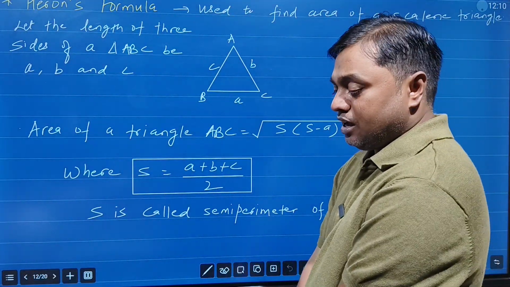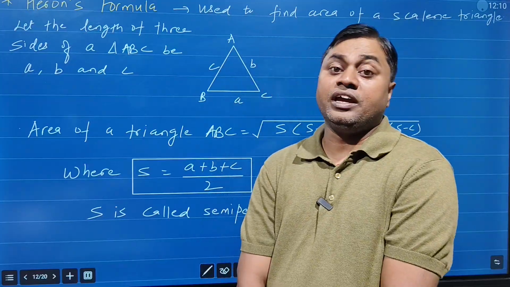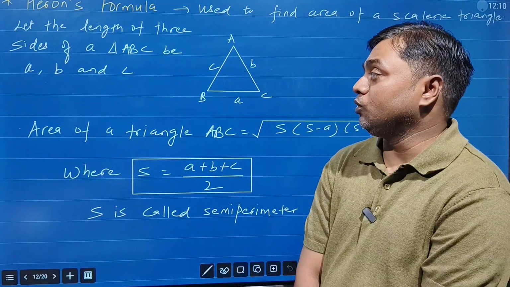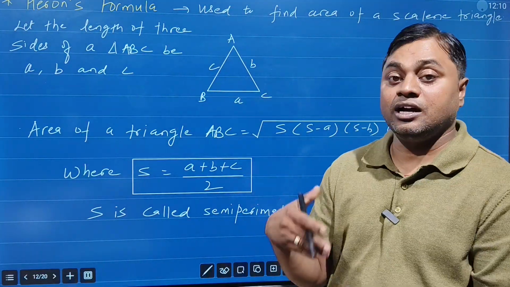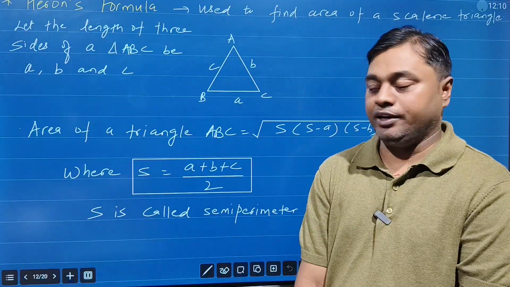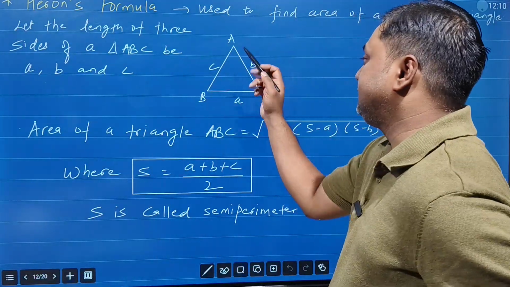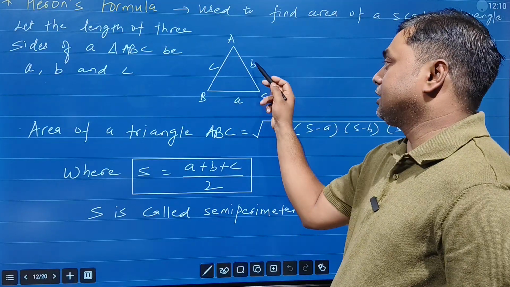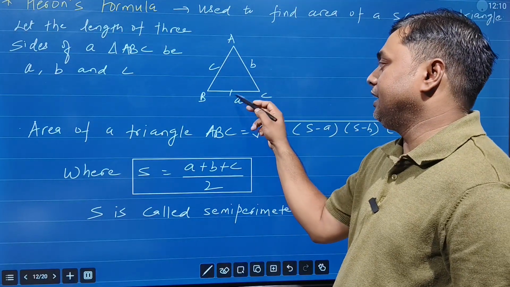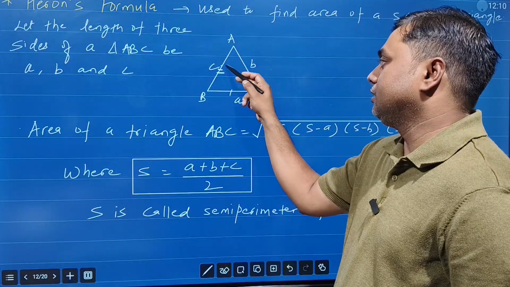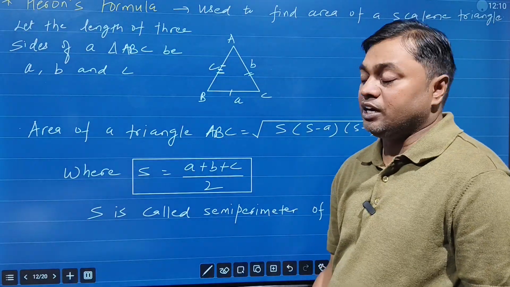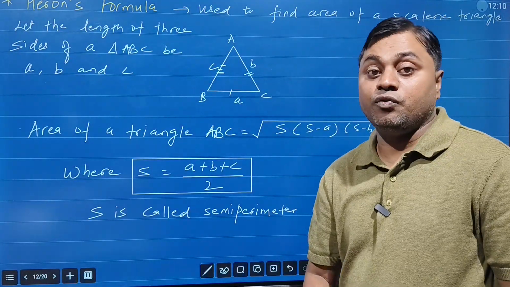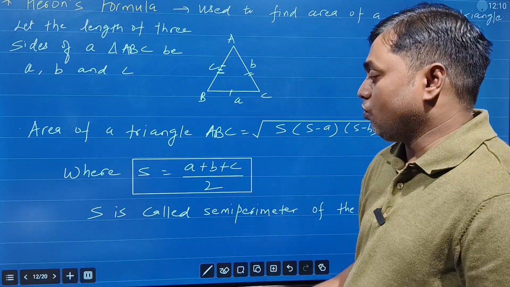Okay. Next, Heron's formula. Heron's formula is used to find the area of a scalene triangle. What is a scalene triangle? One in which all the sides are unequal, different. So you can consider ABC is a scalene triangle. Its lengths are a, b, and c. So what is Heron's formula? It is used to find the area of a scalene triangle.